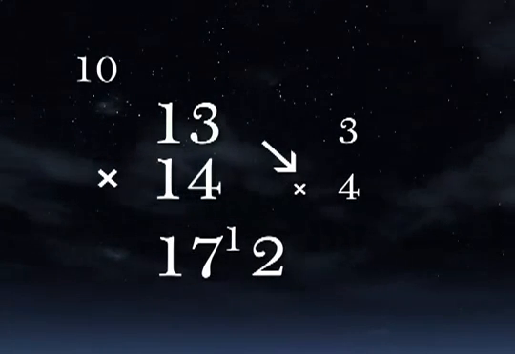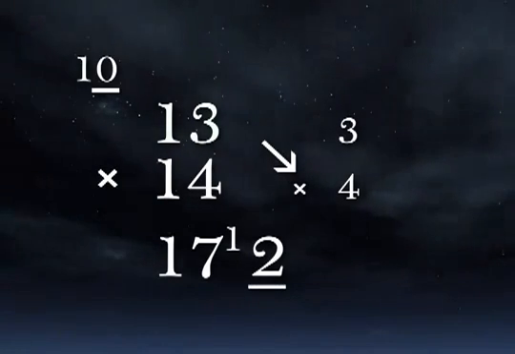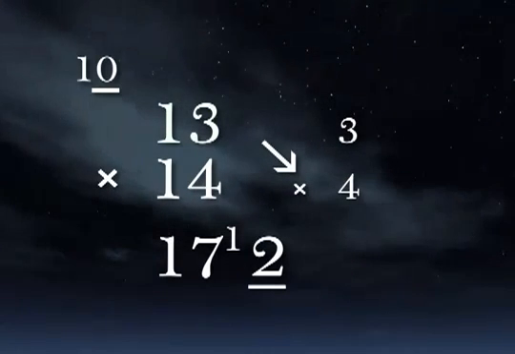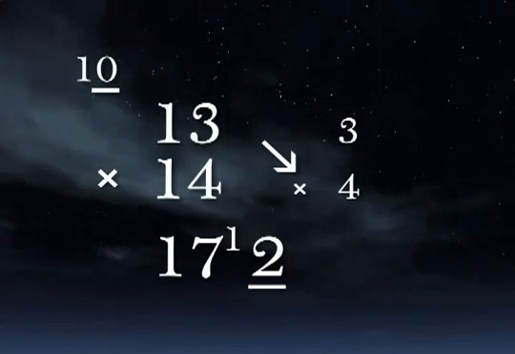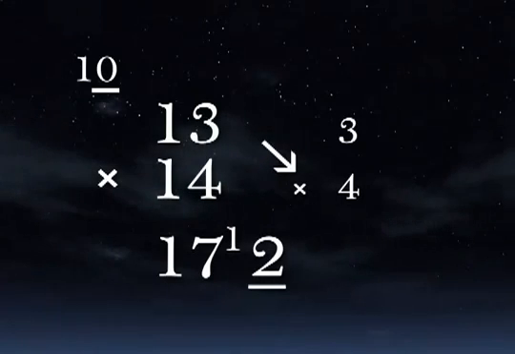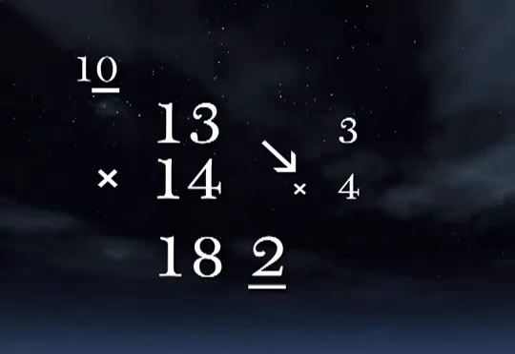But remember that the number of zeros in the base dictates the number of digits on the right side. The number we calculated for the right side exceeds the number of digits we're allowed. We're allowed 1 digit, but our number is 12. So we keep the 2, and we carry the 1 to the left. We add them together like this. So the answer is 182.